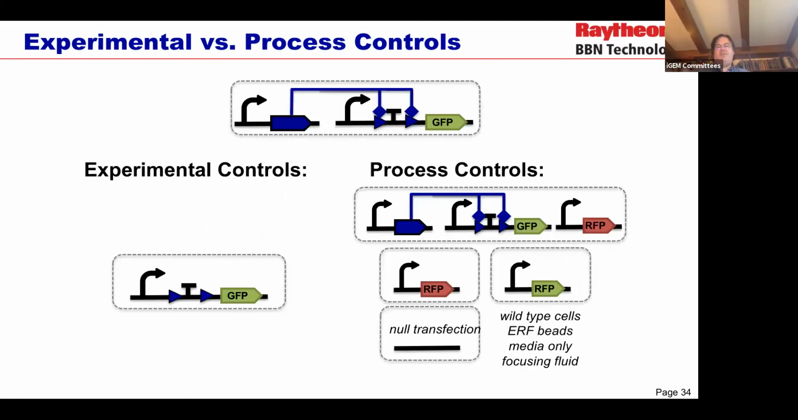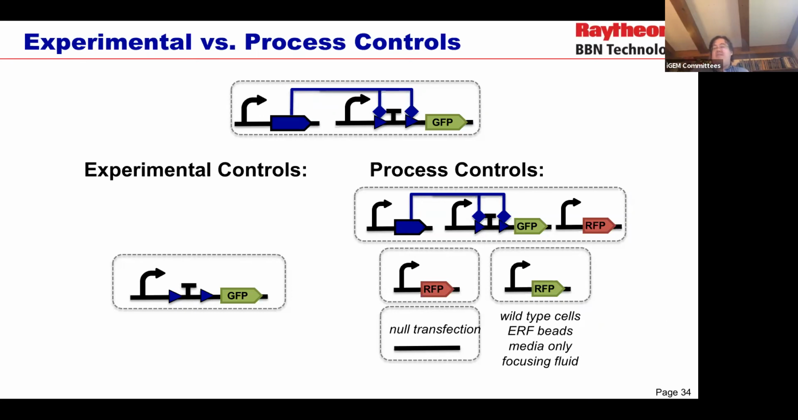Here are some examples of experiment versus process controls. Say that we're studying this system where we're going to use a recombinase to try and snip out a terminator to turn on this expression. Our experimental control is sort of an obvious thing. If the hypothesis is that the recombinase causes this snipping to turn on GFP, we should also run one without recombinase.